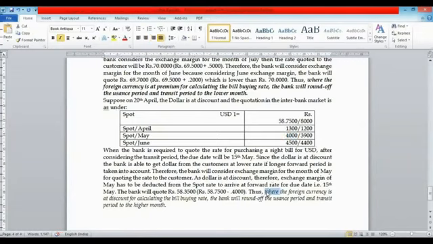So in this case, where the foreign currency is at discount, the bill rounds off the usance period and transit period to the higher month. There we have taken the lower month, and here you have to take the higher month. Always remember, when the case is of discount, the usance period and transit period will be rounded off to the higher month, and the higher month is the last rate of that month. May 15th was there, so the higher rate will be for May end. In the case of premium, the period will be rounded off to the lower month, and the lower month is the first day rate, which is the last month's closing rate only.